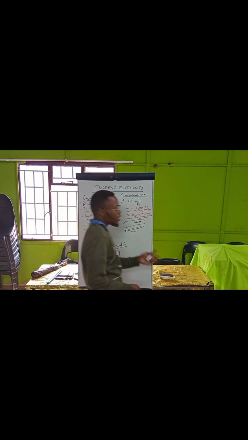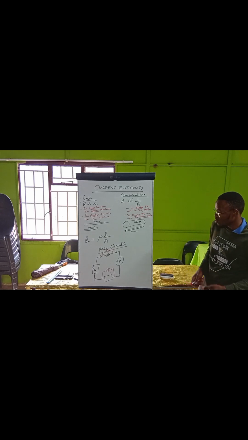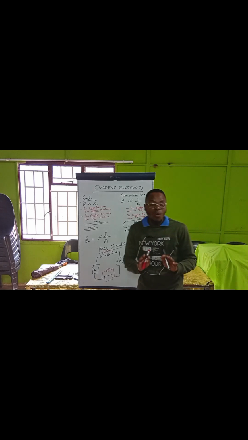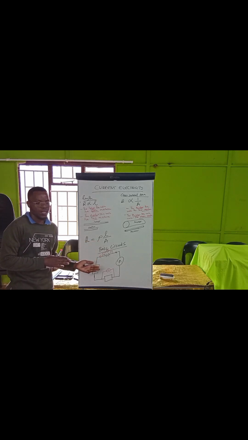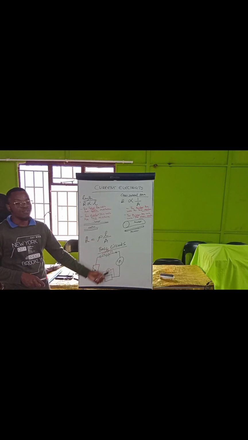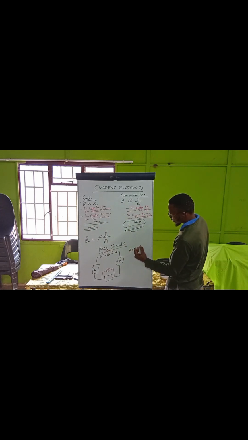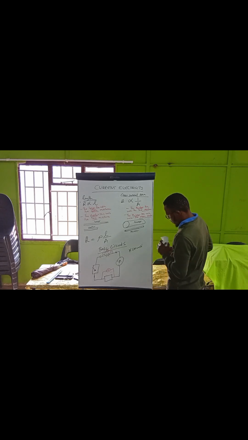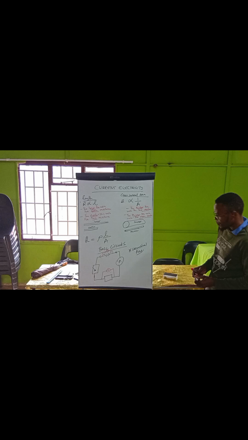Conventional flow is current flow from positive terminal to the negative terminal, and electron flow from the negative terminal to the positive terminal. So in all our illustrations in physics or current electricity, we will always look at conventional flow. This will be the basis of our explanations, conventional flow, not electron flow.